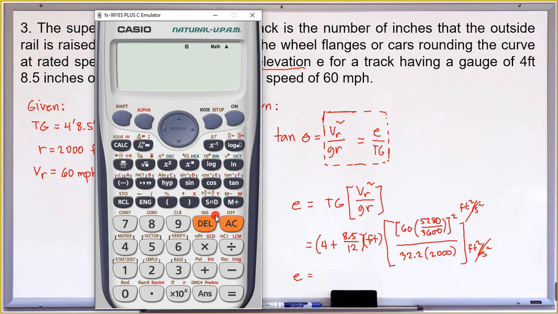So ato i-solve. We have 4 plus 8.5 divided by 12, times, so we have 60 times 5,280 divided by 3,600, then square, divided by 32.2 times 2,000 for the radius. Okay, so the answer is 0.566.